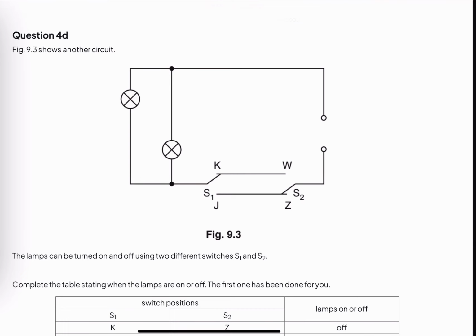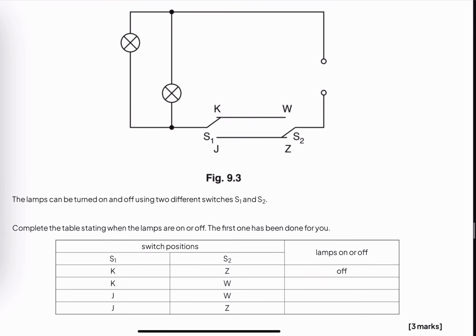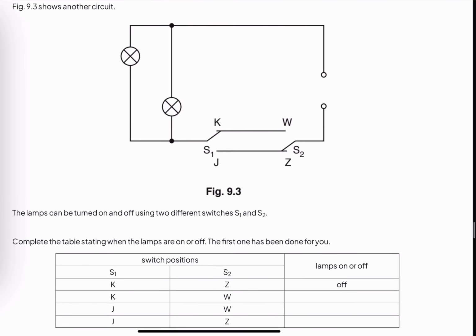The lamp can be turned on and off using two different switches S1 and S2. Complete the table stating when the lamps are on or off. The first one has been done for you. Okay, what is the first one? Switch S1 is on K position and S2 is at C position. So what is the precondition? Precondition is current needs a closed path, a complete loop to flow.